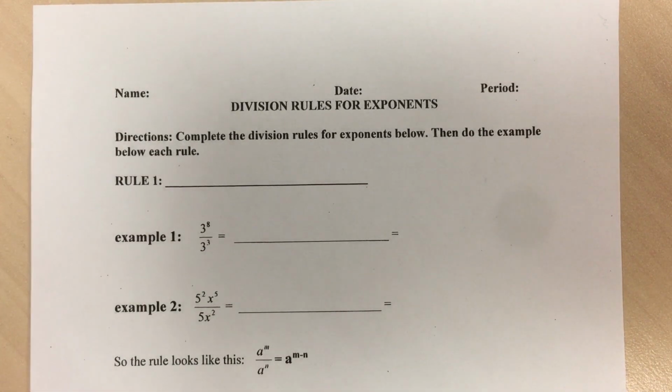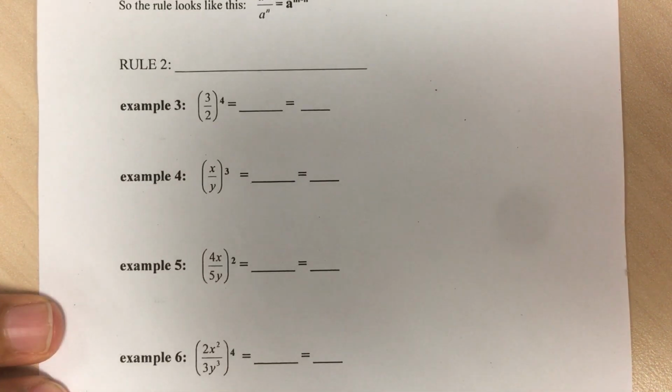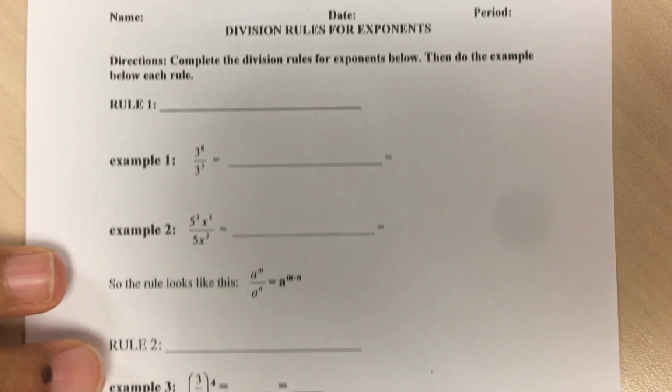Here's a brief video, I'm going to try to keep it really short, to discuss division rules for exponents. There are only 2 division rules for exponents. Remember, for multiplication there were 3. Okay, so we've got rule 1, and down here we've got rule 2 with examples.